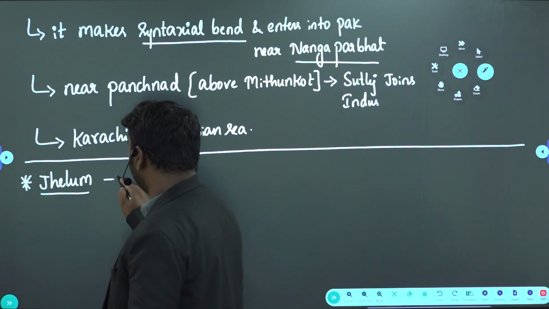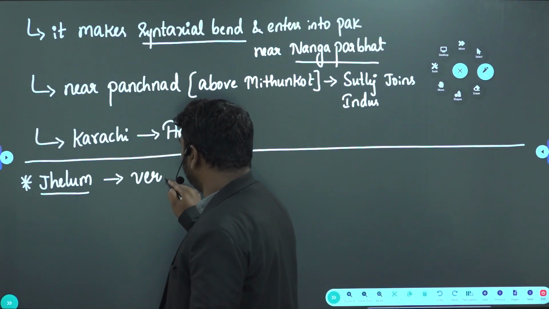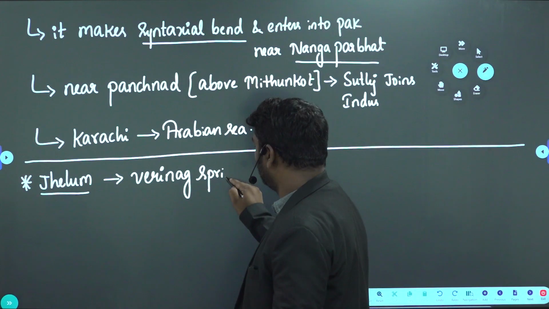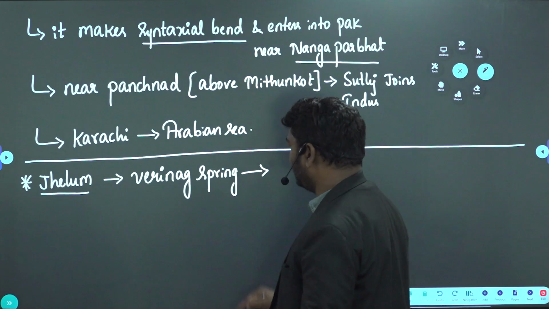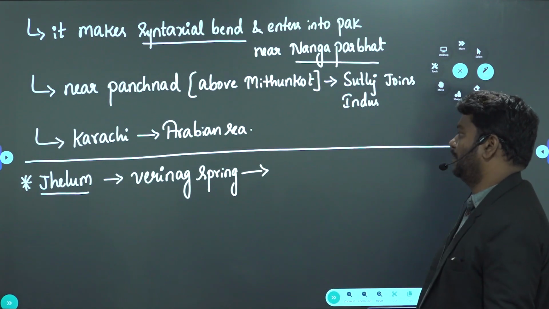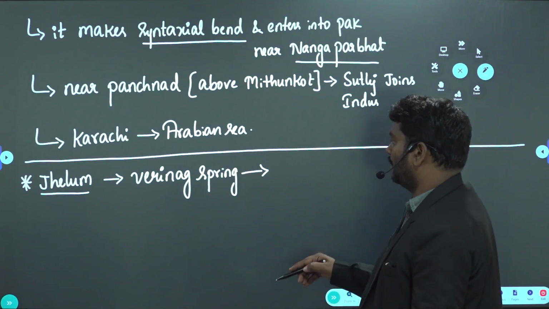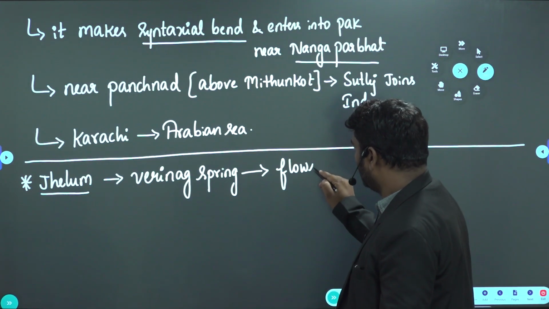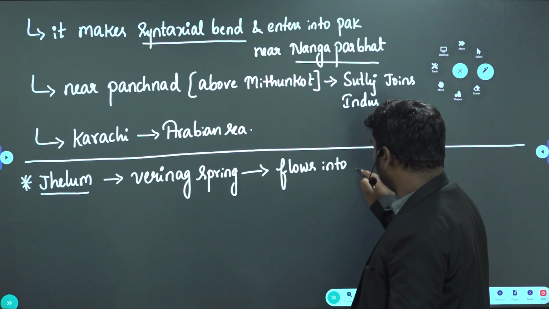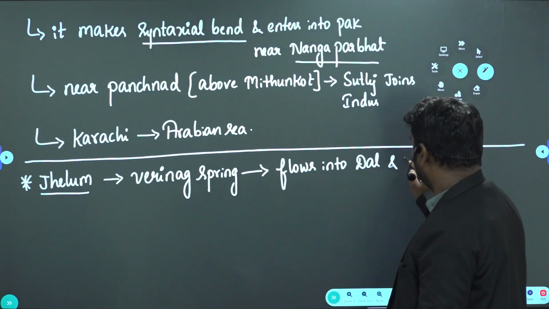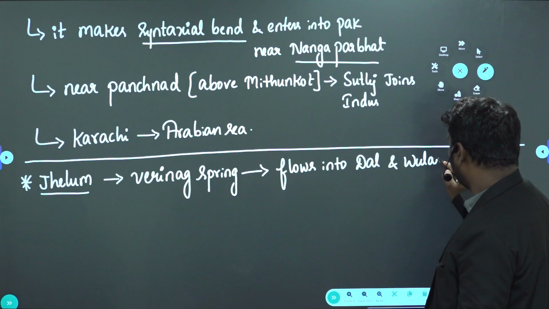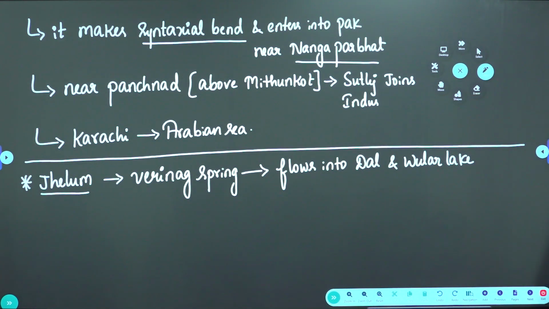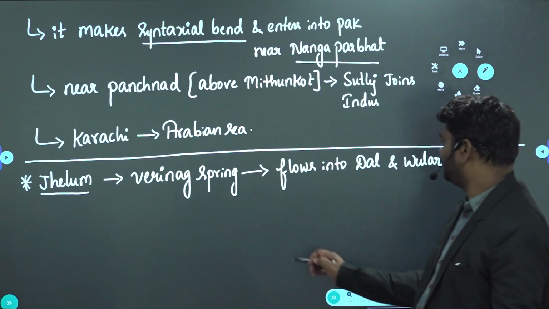Jhelum originates near Verinag Spring. And yes, Jhelum first flows into Dal Lake and Wular Lake. Remember, it empties itself into Dal Lake and Wular Lake.